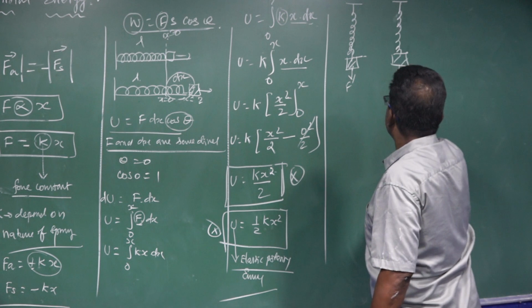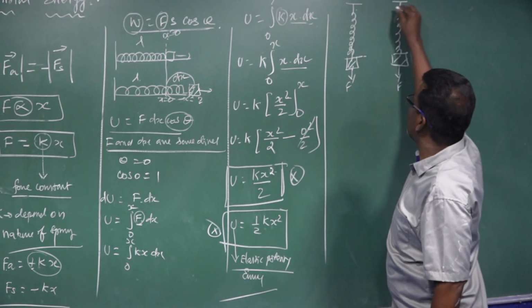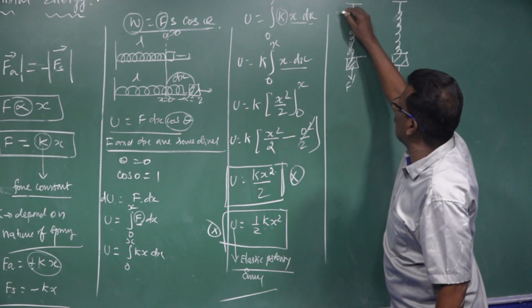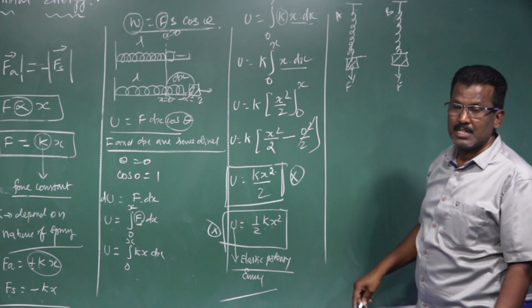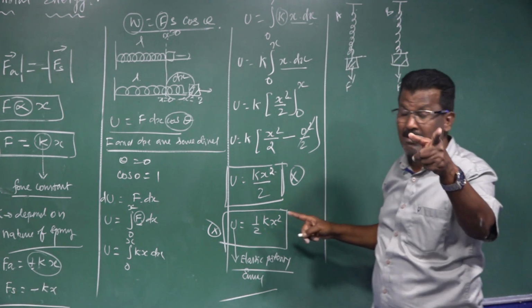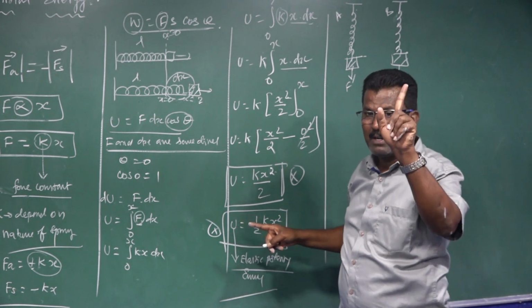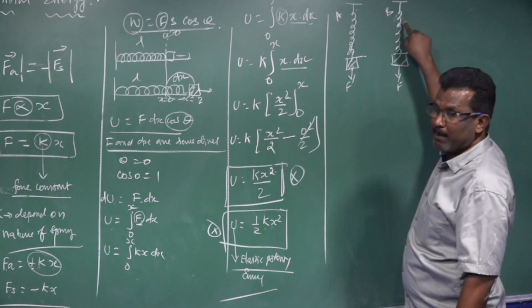The force applied. There are two springs, spring A and spring B, but both are made up of different material, not the same material. One is made up of steel, another one is made up of copper.